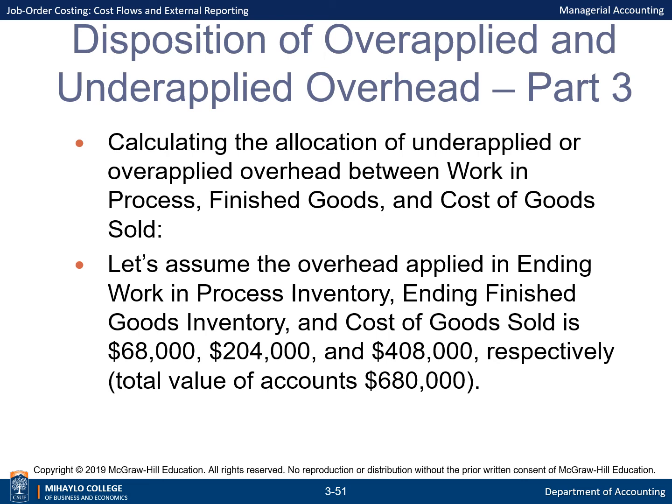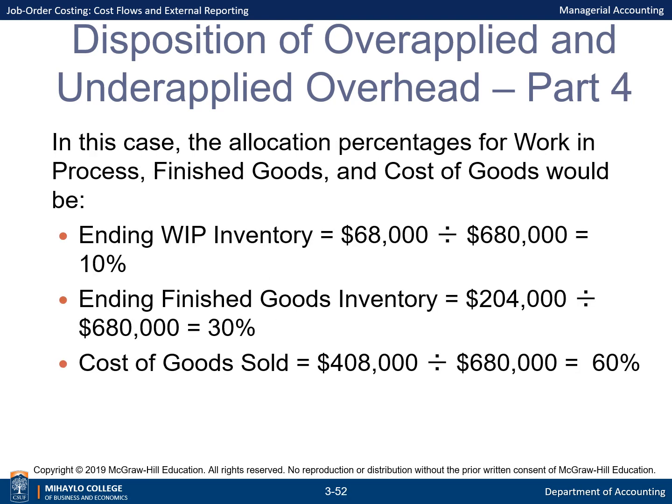Let's assume the overhead applied in ending work in process inventory, ending finished goods inventory, and cost of goods sold is $68,000, $204,000, and $408,000 respectively. Total value of accounts $680,000. In this case, the allocation percentages are 10% for ending work in process inventory, 30% for ending finished goods inventory, and 60% for cost of goods sold.